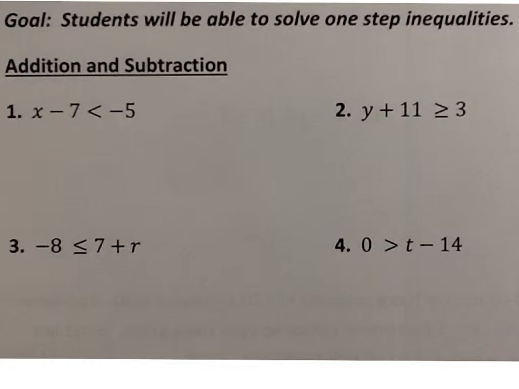So here we have our first inequality, x minus 7 is less than negative 5. This is exactly like solving an equation, except we have an inequality symbol. So to solve this, we're going to start with adding 7 to both sides. Our goal is to get x by itself on one side of the equation. So this inequality is x is less than 2.